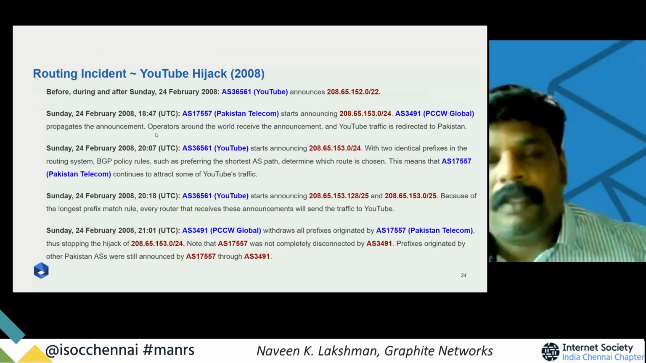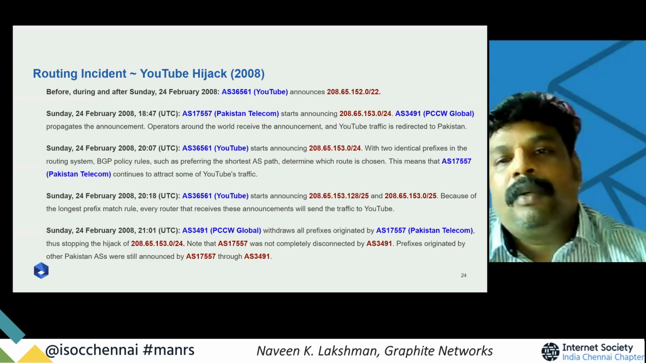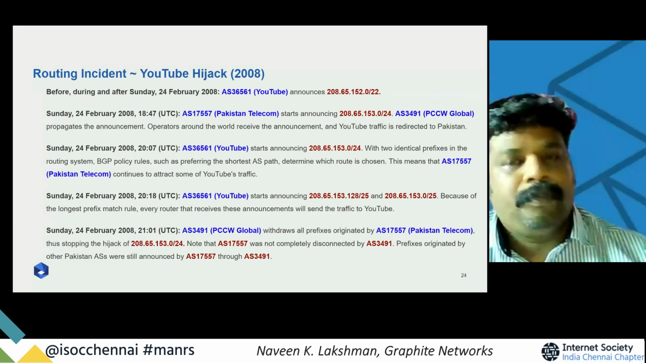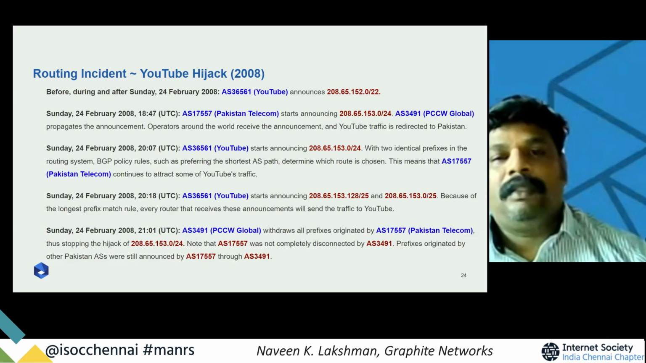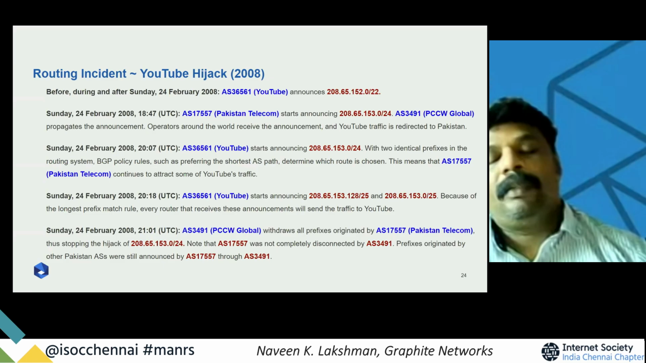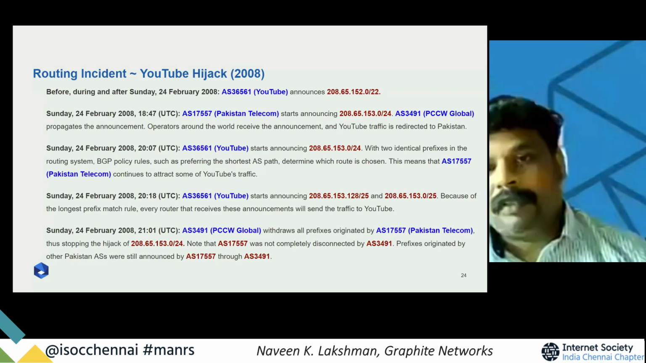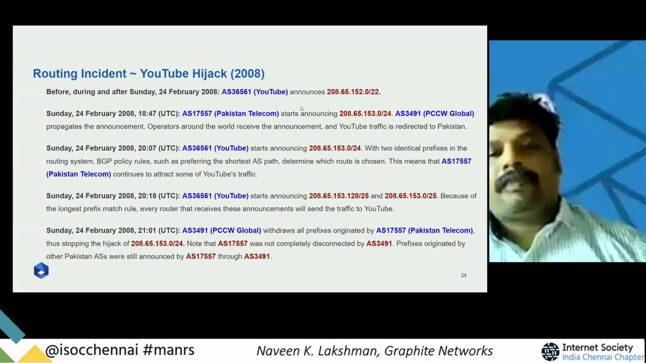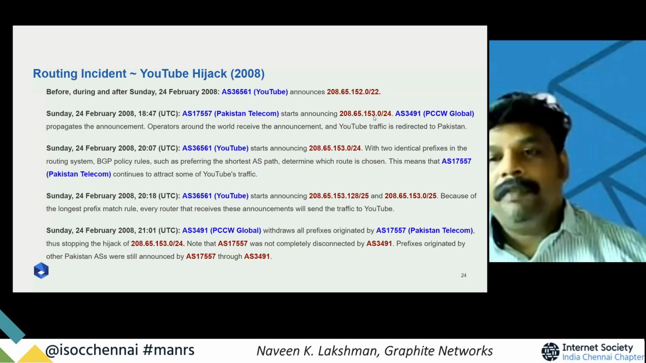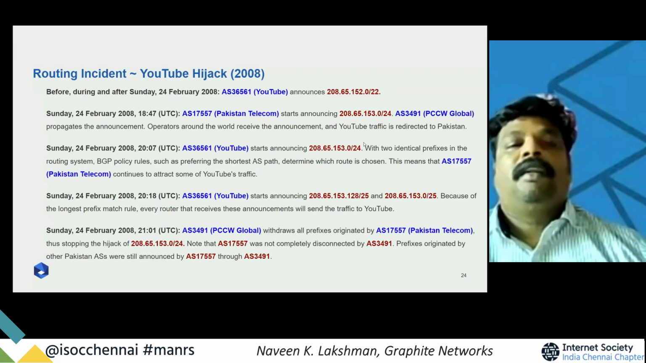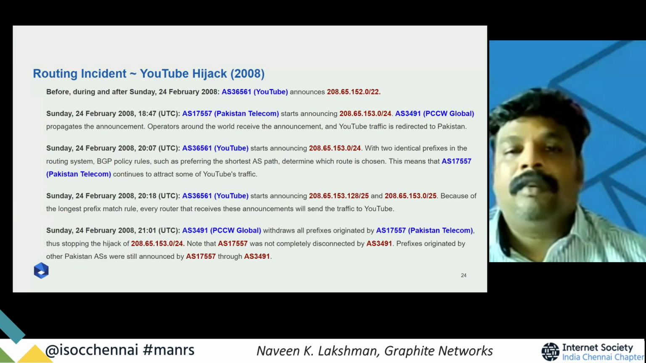So let's try to understand the routing incident. On 24th February 2008, YouTube had its AS number 36561. Pakistan Telecom during that time had been asked to block YouTube, to put in a null route. So what they did is start advertising more specifics. The /22 is the prefix YouTube owned, and Pakistan Telecom started advertising /24s. Their upstream, PCCW Global, started propagating the announcement, and the rest of the internet's global routing table started getting a /24 entry of the prefix which YouTube holds.